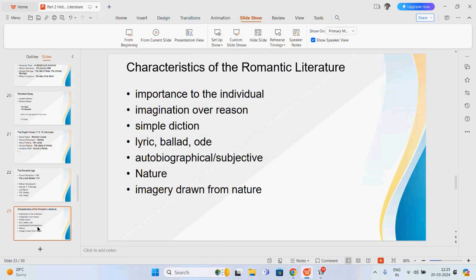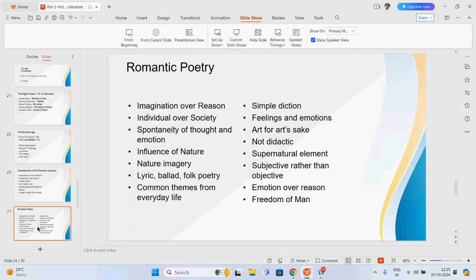The lyric was used extensively: ballad, ode. These are all the popular forms of poems used in the Romantic age. There is extensive use of the autobiographical element, so we find a lot of subjectivity here, unlike being objective in the previous age. Nature plays a very important role in romantic literature. All romantic writers draw their inspiration from nature, and their imagery is also drawn from nature.